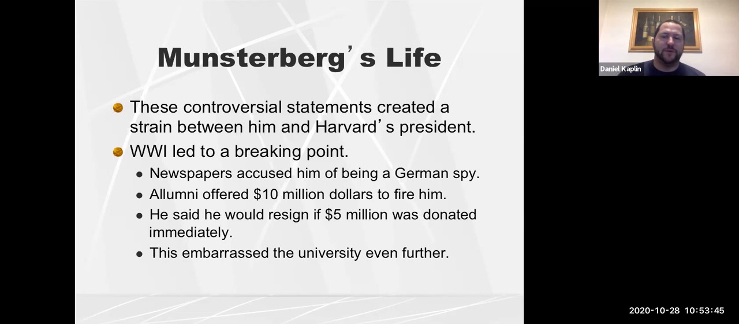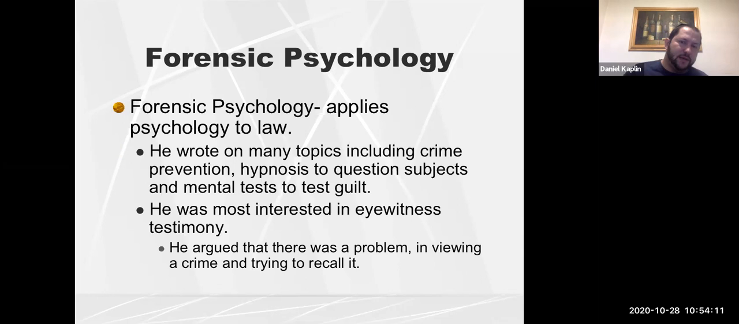Now, Hugo Munsterberg hears that alumni are offering to give money for him to be fired. And he says, tongue in cheek, well, if you give that $5 million immediately, I'll resign right now. So he kind of flipped the script, or flipped it around on the alumni. And obviously that results in greater embarrassment, right? So that's kind of the story of his life and how he went from being well-received and writing all these pop culture books and eventually getting a position at Harvard to wanting to be run out of town.